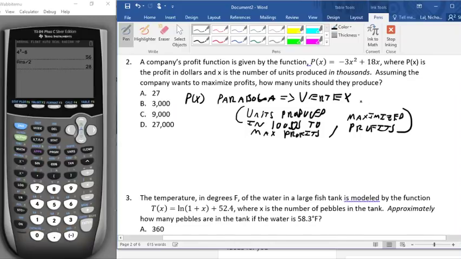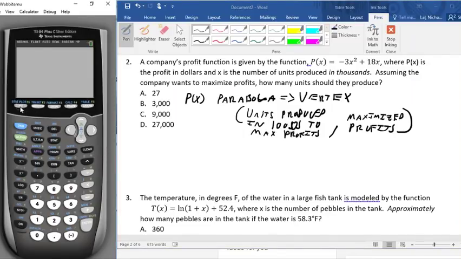So how do we find the vertex? Well, we can graph the function and then find the maximum. So we graph the function negative 3x squared plus 18x. Change our window. So our y max is, let's say, 40. We're going to calculate our maximum.